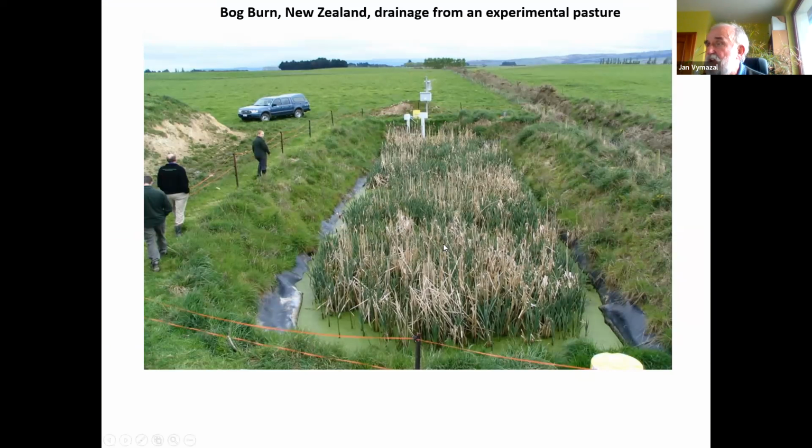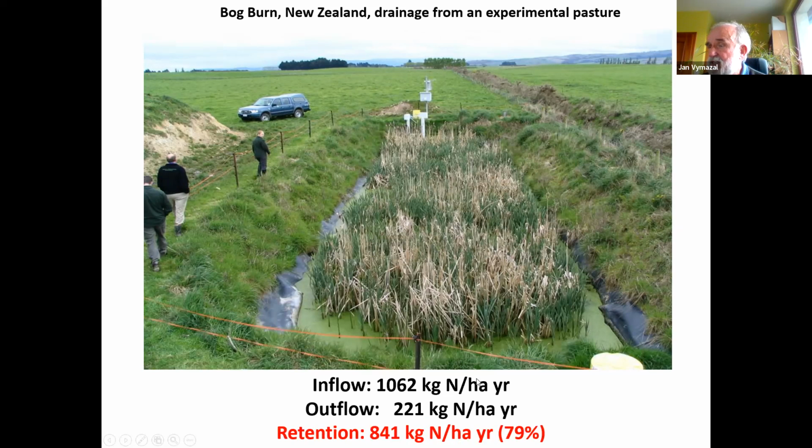And in this case, this is the drainage ditch. The water is diverted into a constructed wetland, in this case planted with Typha domingensis, and it flows back into the channel. And of course, we can see retention of more than 800 kilograms per hectare per year. So this is quite good removal.